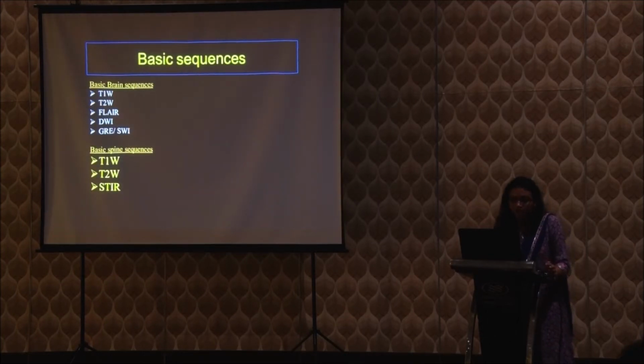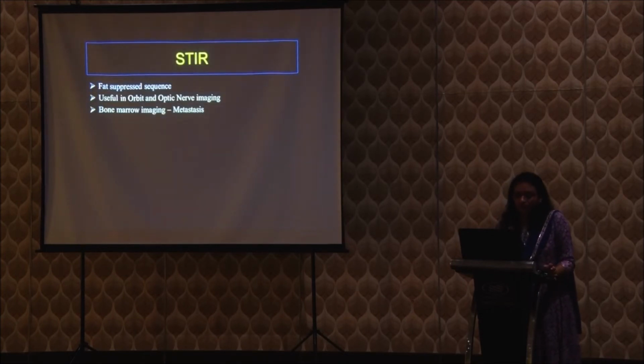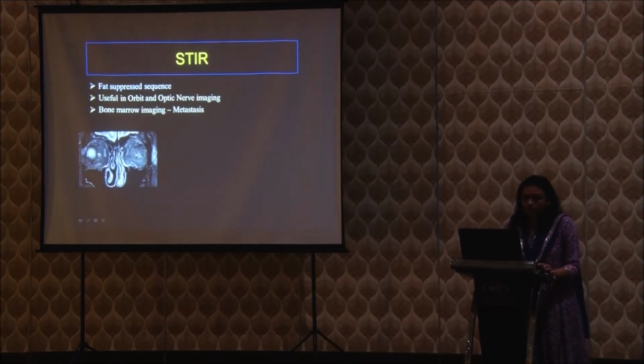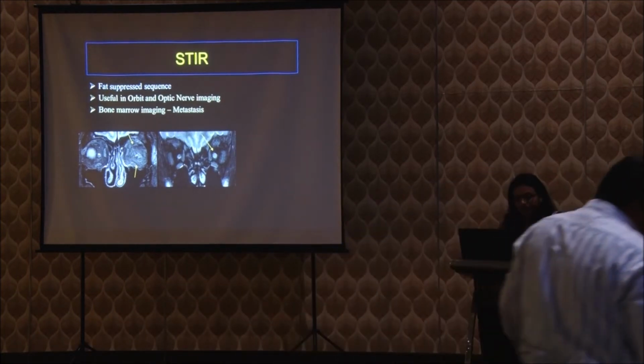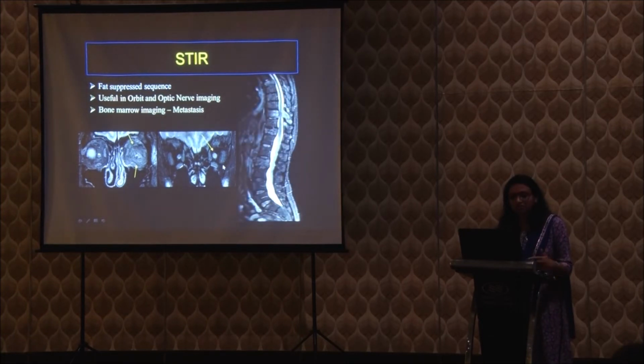Along with T1 and T2, STIR images are used in spine imaging, which is a fat suppressed sequence, and STIR is also used in orbit and optic nerve imaging. This was a case of trauma. There is a lot of inflammation and edema in the retroorbital fat on the left side, and this is a case of optic neuritis where the signal intensity in the optic nerve is very well appreciated on STIR images. STIR in spine is used for detecting metastasis, which is well demonstrated over here.